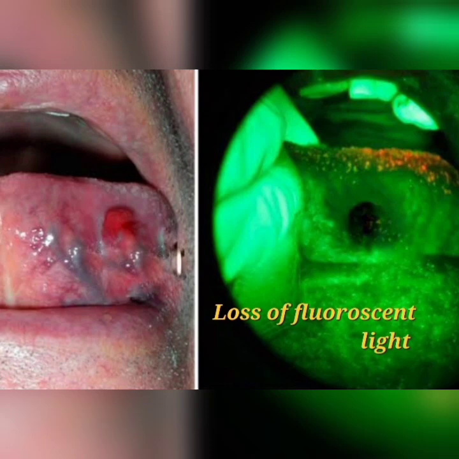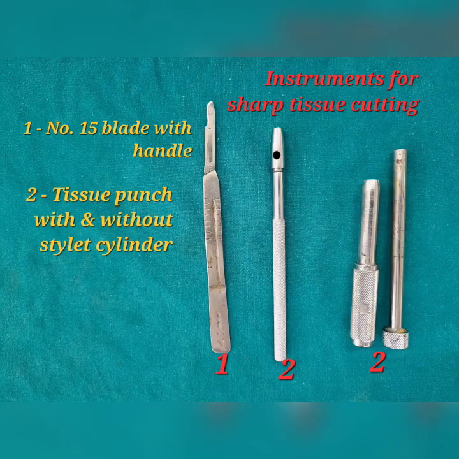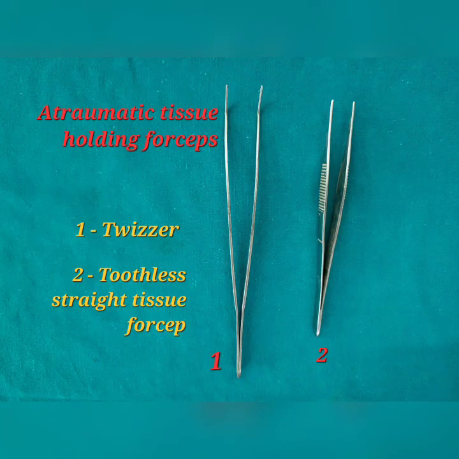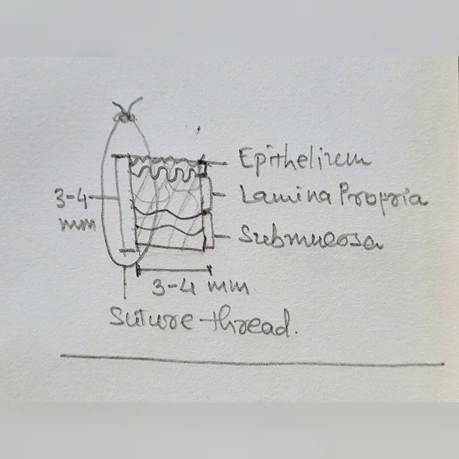Third, the size of the tissue bits should be at least 3 to 4 mm in width and depth. This will include the required tissue layers for pathologists to examine. Use a number 15 blade or sharp tissue punch and atraumatic tissue holding forceps to remove the tissue bits from the lesion. Make sure not to over manipulate the tissue beds, to protect their morphology.